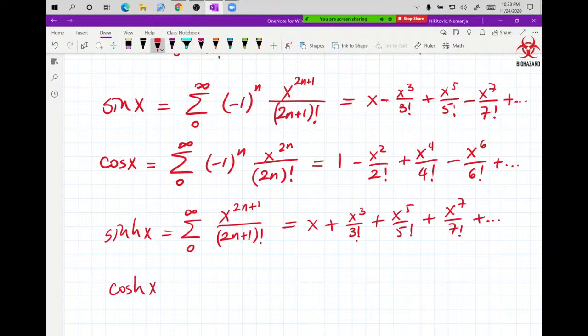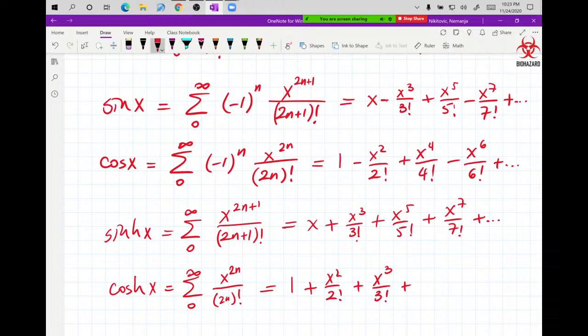Cosine hyperbolic x is equal to the summation from 0 to infinity, and over here you have x to the 2n, which are the even powers now, over 2n factorial, which is 1 plus x squared over 2 factorial plus x cubed over 3 factorial. No, lies. It's supposed to be a 4. There we go. x to the 6 over 6 factorial plus dot dot dot.